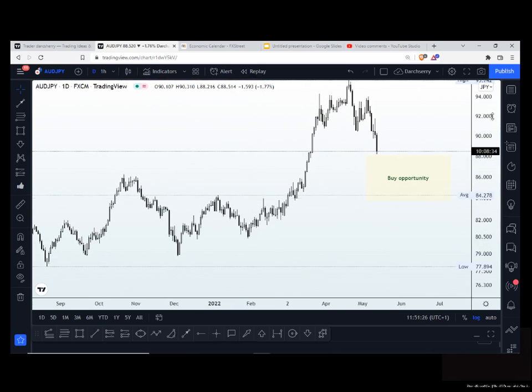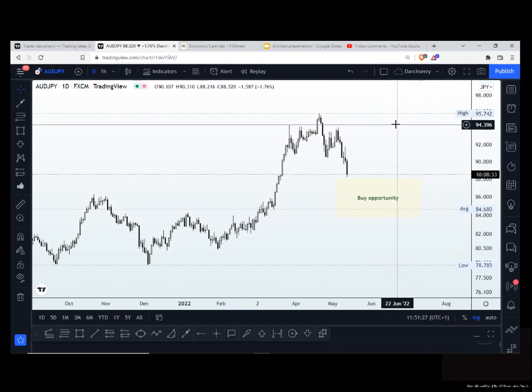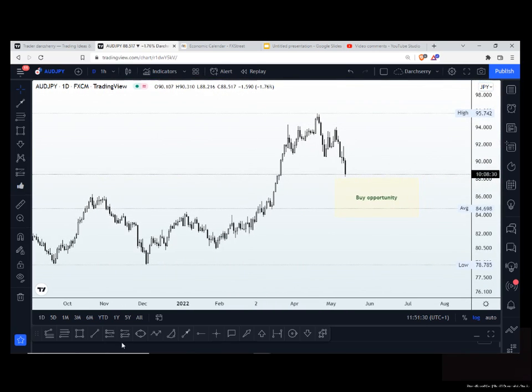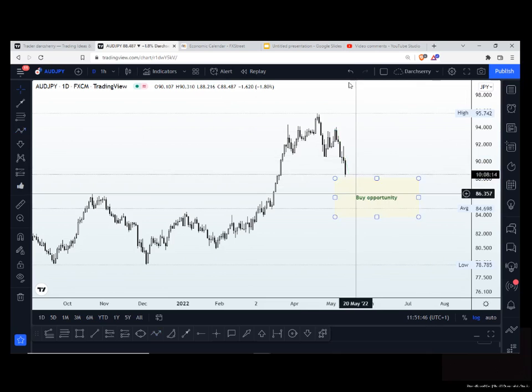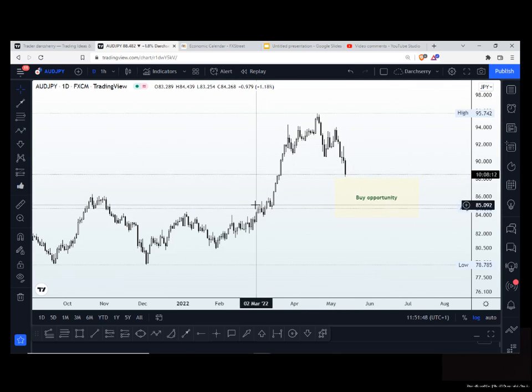So considering long-term bullish momentum on this one, definitely we want to be looking for ways to buy the Aussie against the yen. So we're waiting for structures to line up for us within this buy opportunity zone in the form of whatever structure that supports a trend continuation to the upside. So breakout of structure will give you a signal, retest, a confirmation, a trend to the upside. So that's that on AUD.